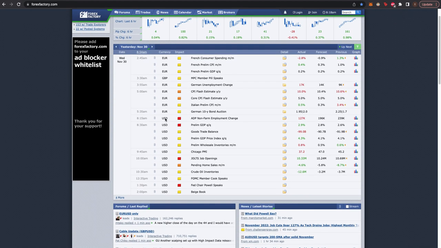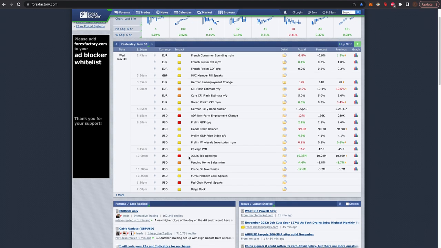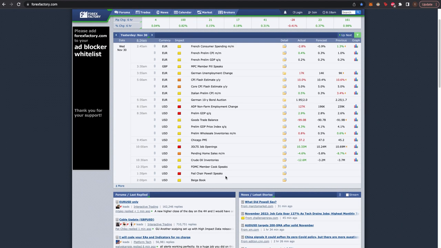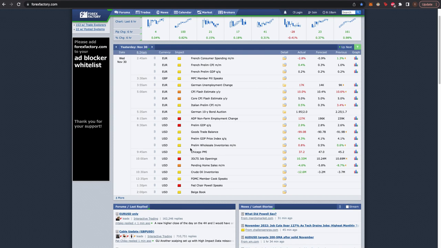You can see here that the red folders are the high impact news. And you can see for the US dollar, there was this ADP non-farm employment change, prelim GDP, JOLTS job openings, there was a Fed Chair Powell speaking. So there was a lot of red folder high impact news on this day, Wednesday, 30th of November.